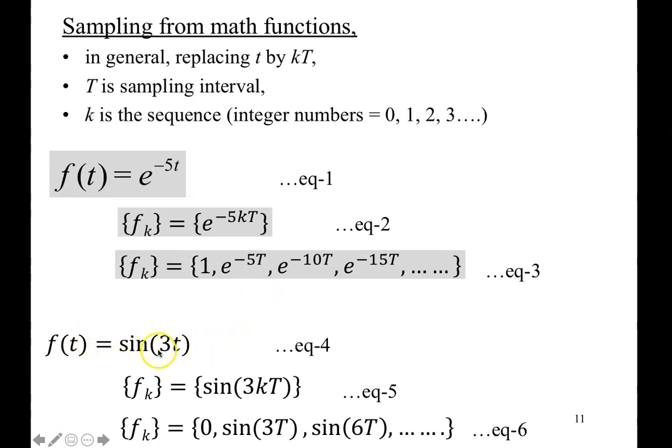Same for the sine wave as well. If I have f(t) equals sine 3t, I replace that small t by kT and do the same thing. So the first becomes 0, the second one becomes sine 3T, and for k equals 2, you get sine 6T. Now interestingly, with sine waves or cosine waves, the interval can give you some surprises. In my practice question, I will give you some examples, and I want you to try to tell me what is happening there. I'm going to conceal that for the time being, but you will tell me some surprises there.